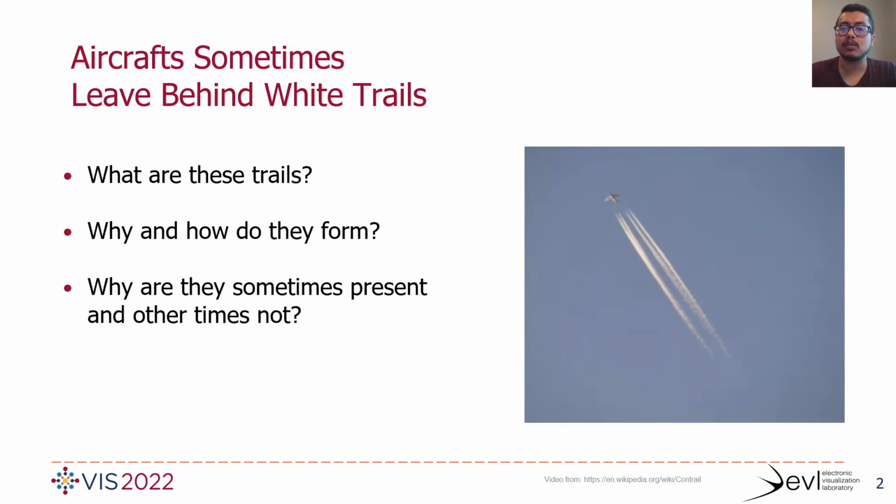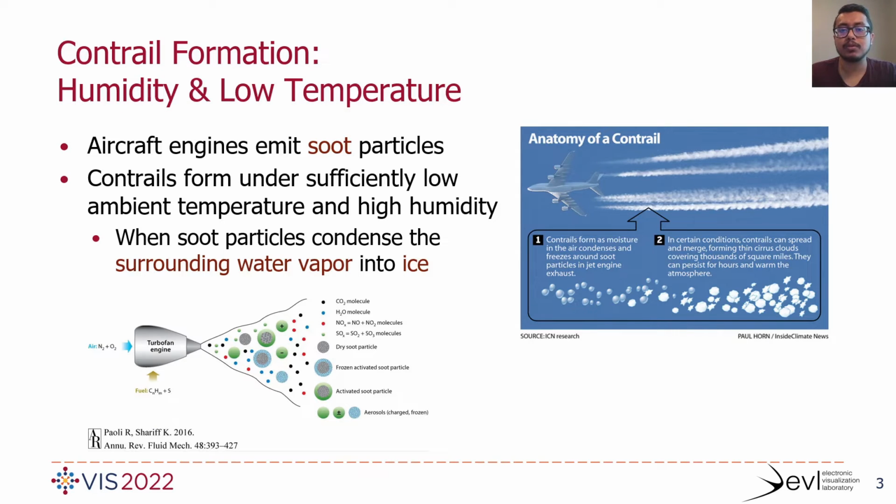An aircraft is flying over us, leaving behind white line-shaped cloud-like trails. Have you ever wondered what these trails are? Why and how do they form? Why are they sometimes present and other times not? These trails are known as contrails.